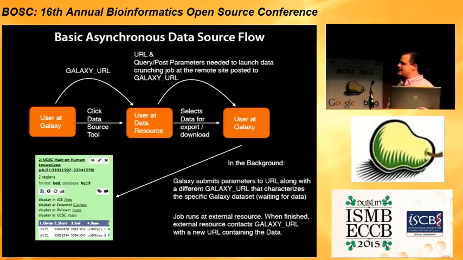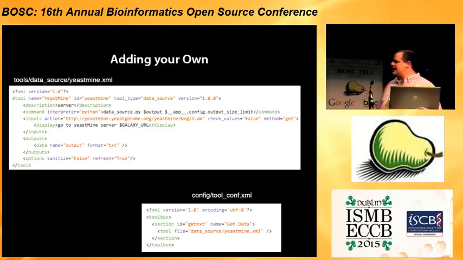We also provide an asynchronous workflow. The user clicks the same way, except when the user gets sent back to Galaxy, in this case, that site has a long-running process required to generate that data. So Galaxy instead submits the parameters to the URL along with a new Galaxy URL that would specify this data set. When that job's done running at that external site, that external site will post back to Galaxy URL with that data. To add your own, you just use an XML file.